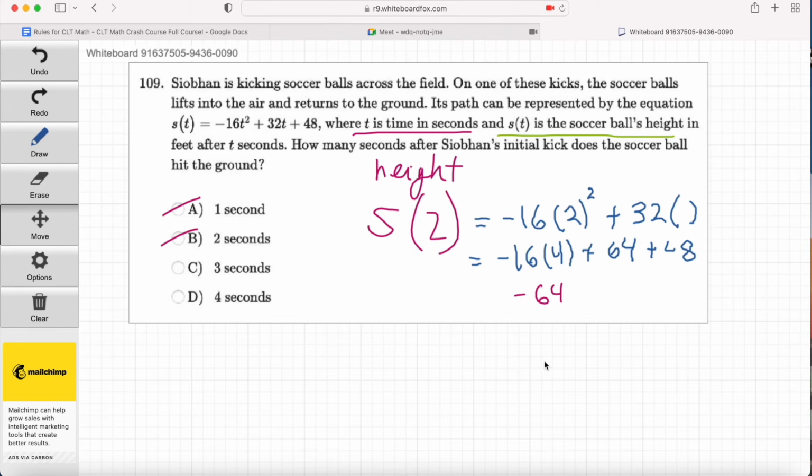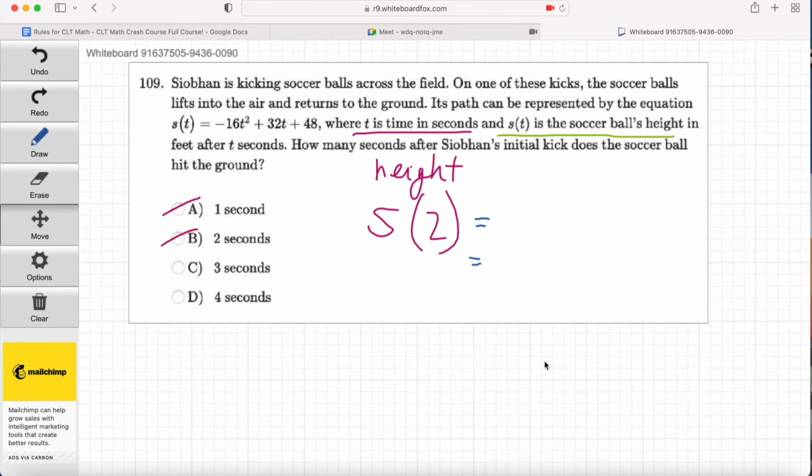I sure hope 3 works, because I really don't want to deal with 4. I really don't. Let's see if 3 works. So we'll find S of 3. Let's see what the height is after 3 seconds. Okay. Looking good.